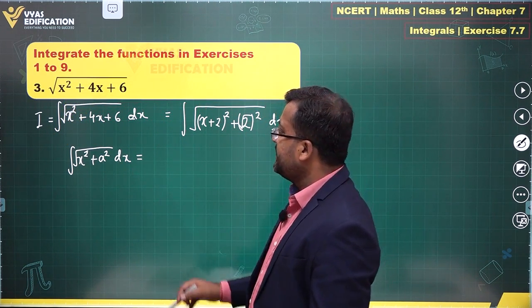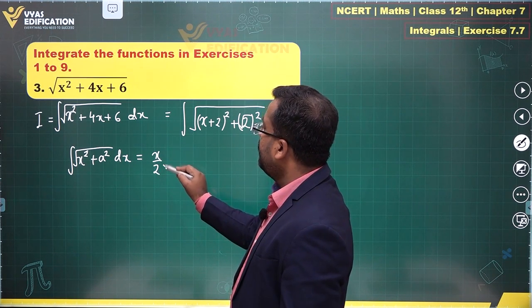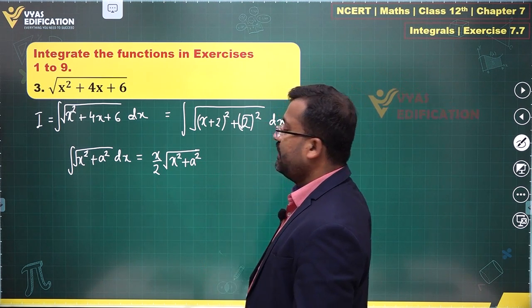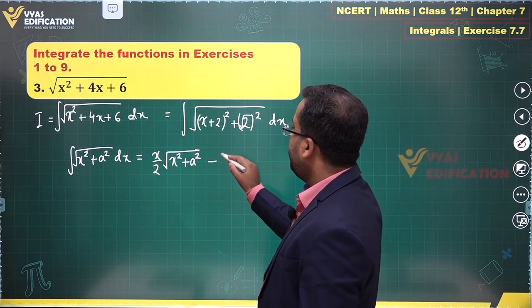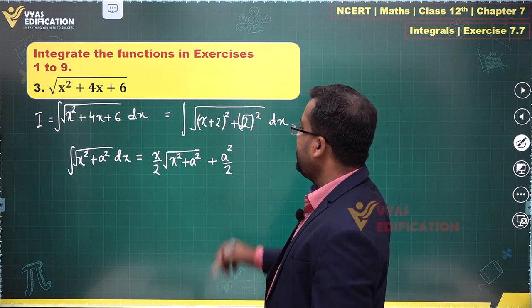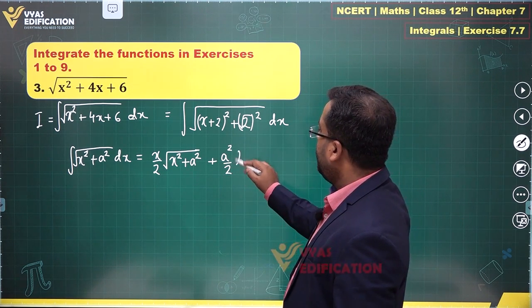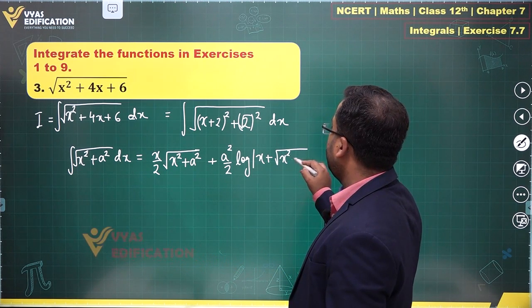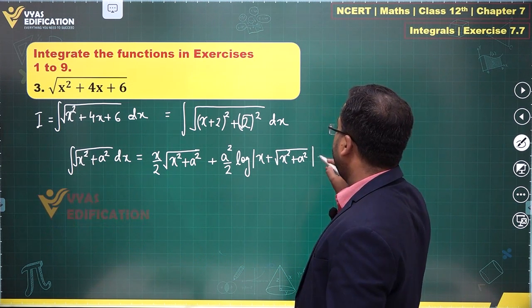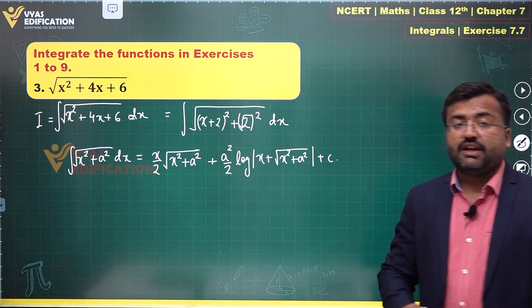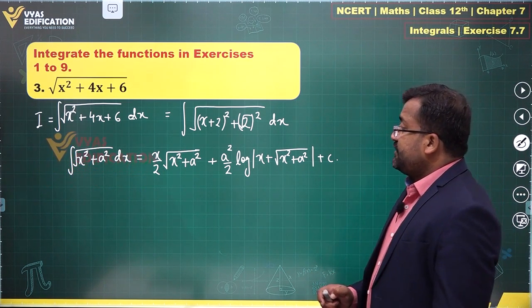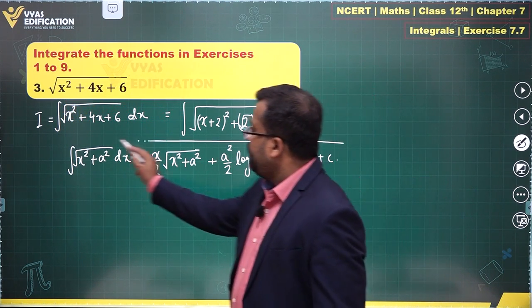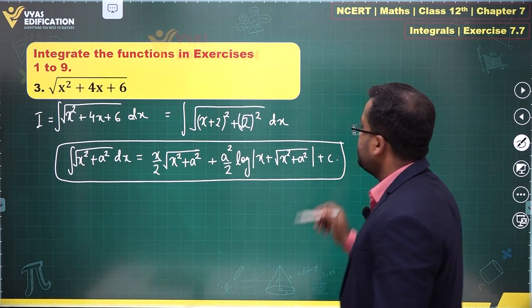The formula for this is again x by 2 under root of x square plus a square, and what else? Plus a square by 2 log modulus x plus under root of x square plus a square, plus a constant. This is what you'll get. This is the formula for this complete integral, as you can see over here.